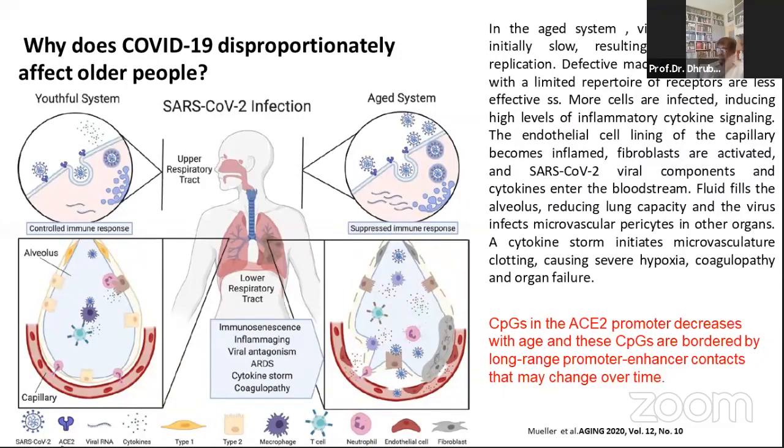Now we are looking at why COVID-19 disproportionately affects older people. This is the thing which I told you about, and I tried to put that in this particular slide. Remember I mentioned these things. Yes. Okay, we are going to the next slide.